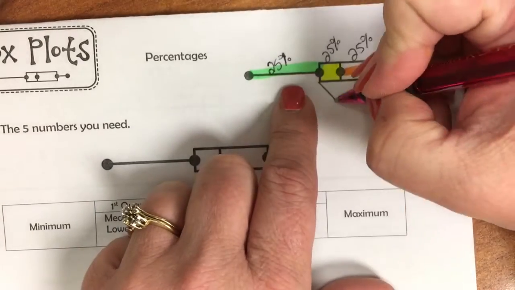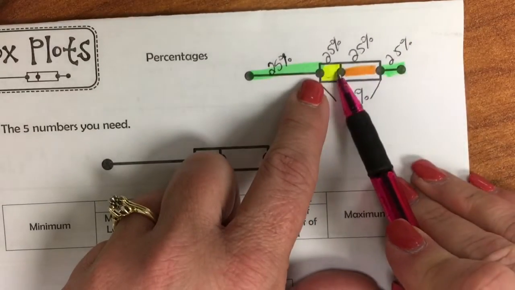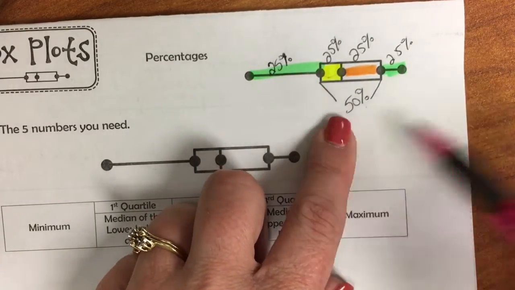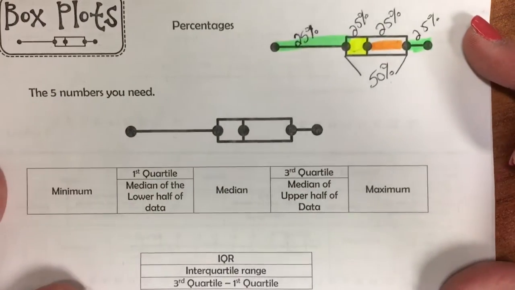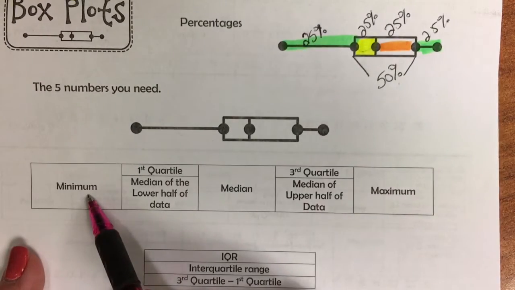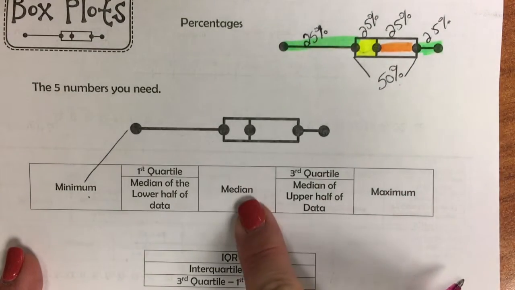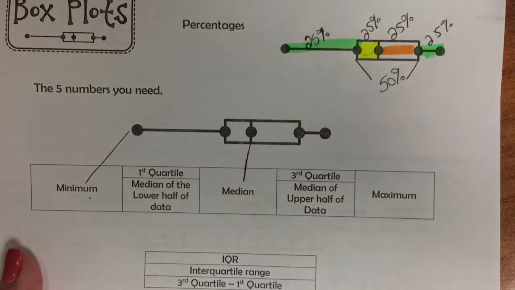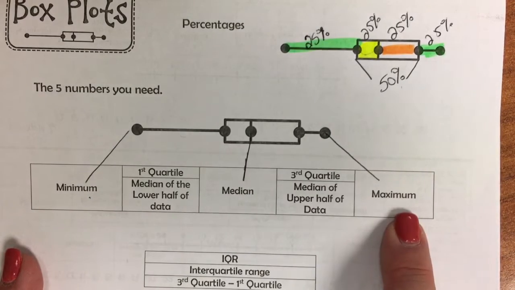And then you also know that the box is 50% of the data because each of these sections is 25% and two 25s is going to give you 50%. So this is a way you can look at the percentage of the data. There's 5 numbers you need to make a box plot. You need the minimum number. That's the first dot. You need the median number. That's the middle of your data. You need the maximum. That's your highest number.